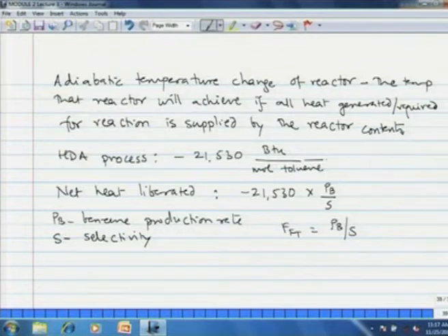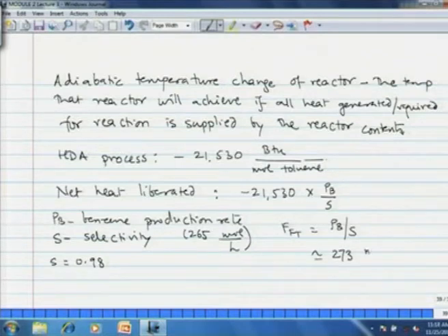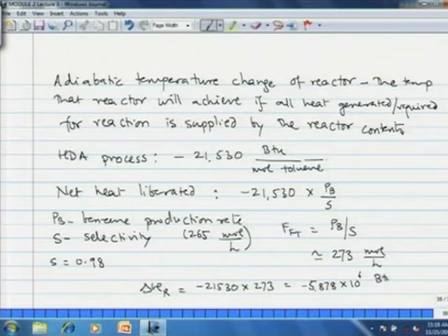Now, we had considered the example of production rate of benzene at 265 mole per hour and selectivity as, let us say, 0.97. So, the FFT is approximately 273 mole per hour, and then the net heat liberated delta HR is minus 21530 into 273, that is minus 5.878 into 10 to power 6 BTU per hour.